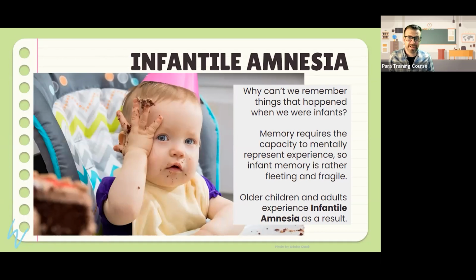All right. Infantile amnesia. No, it doesn't mean forgetting about the kids. It's the reason why we can't remember things that happened when we were babies. Memory requires the ability to represent things, to mentally represent experience. So because we don't have language, a symbolic system that would allow us to do that, we can't arrange those memories in such a way that they can be recalled later on. Isn't that interesting? Older children and adults therefore experience infantile amnesia. Can't remember what happened before you're 3, sometimes 2.5 or 2.